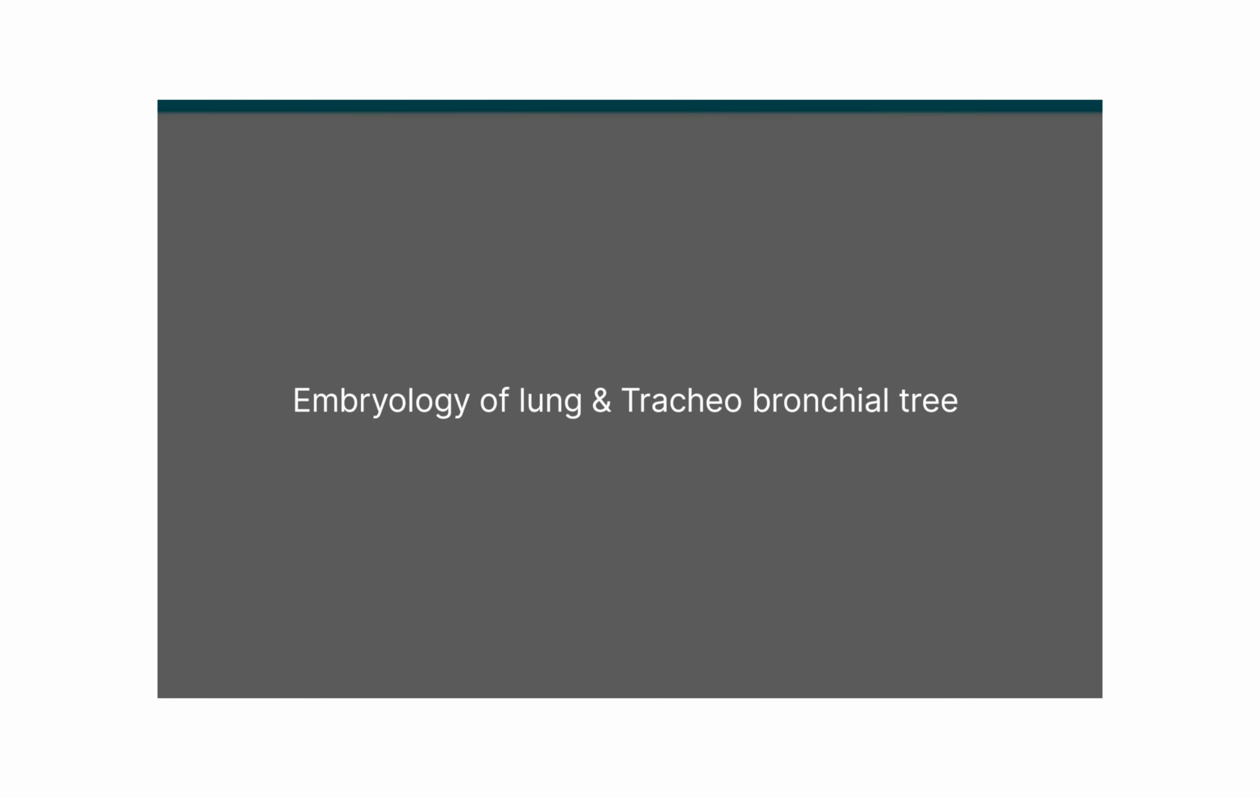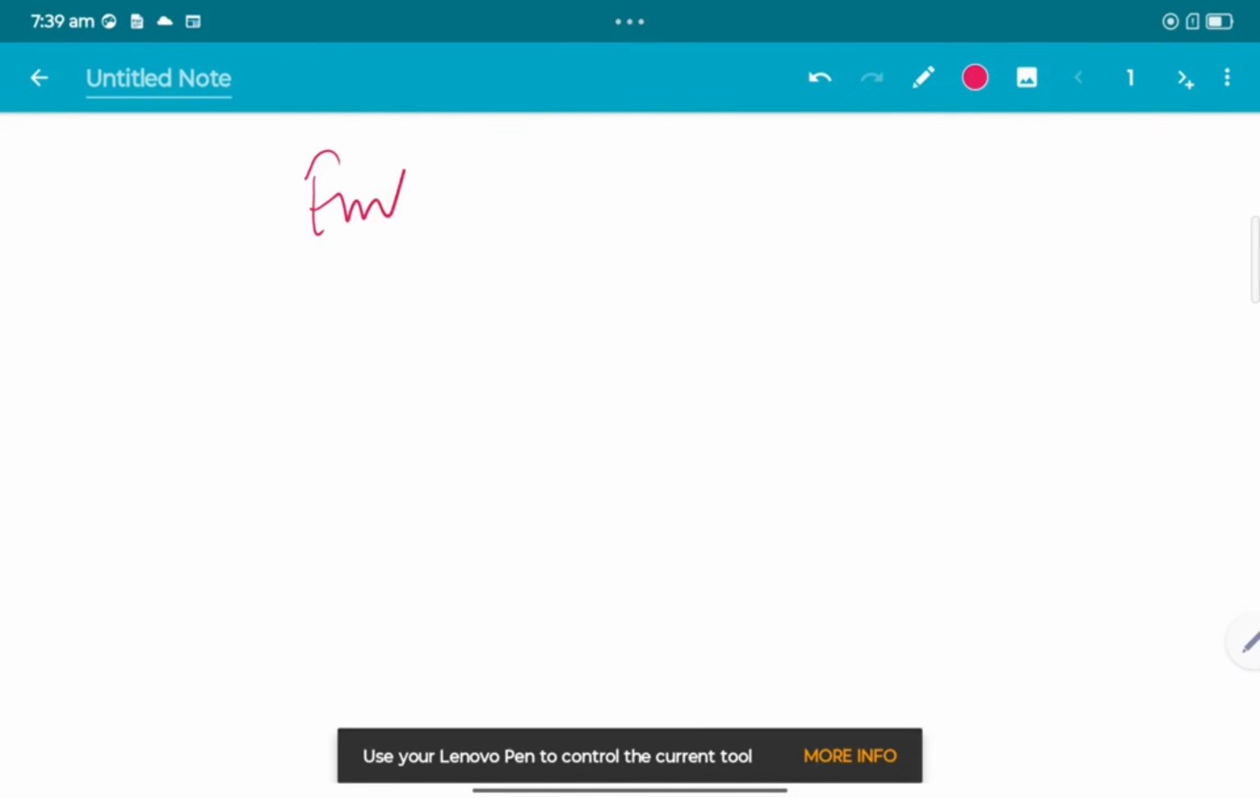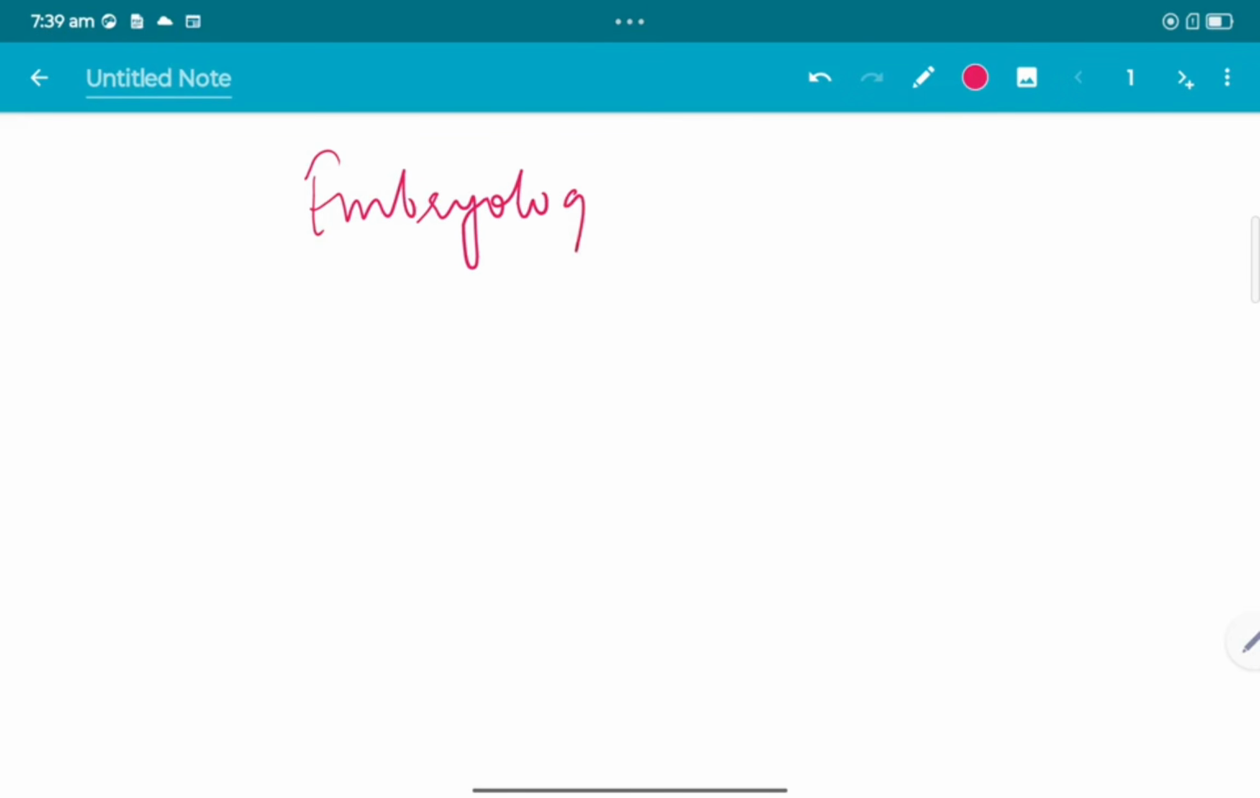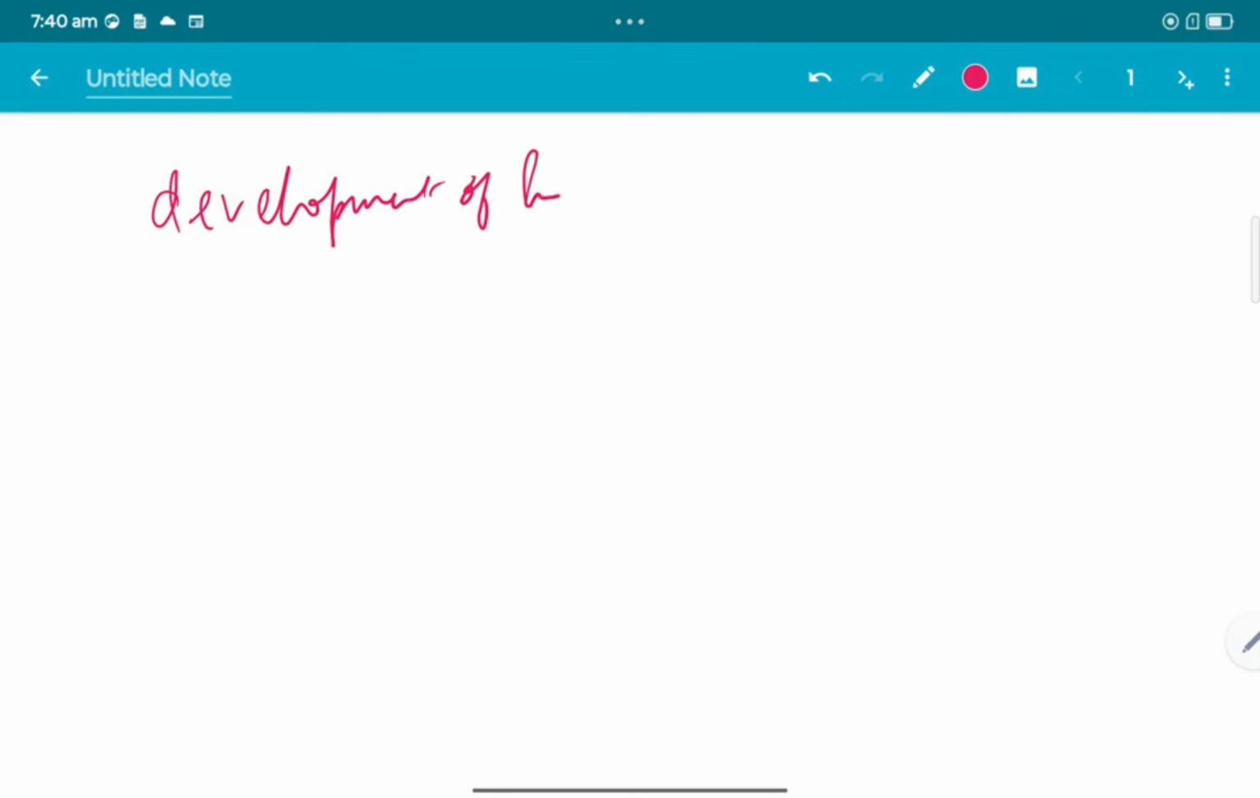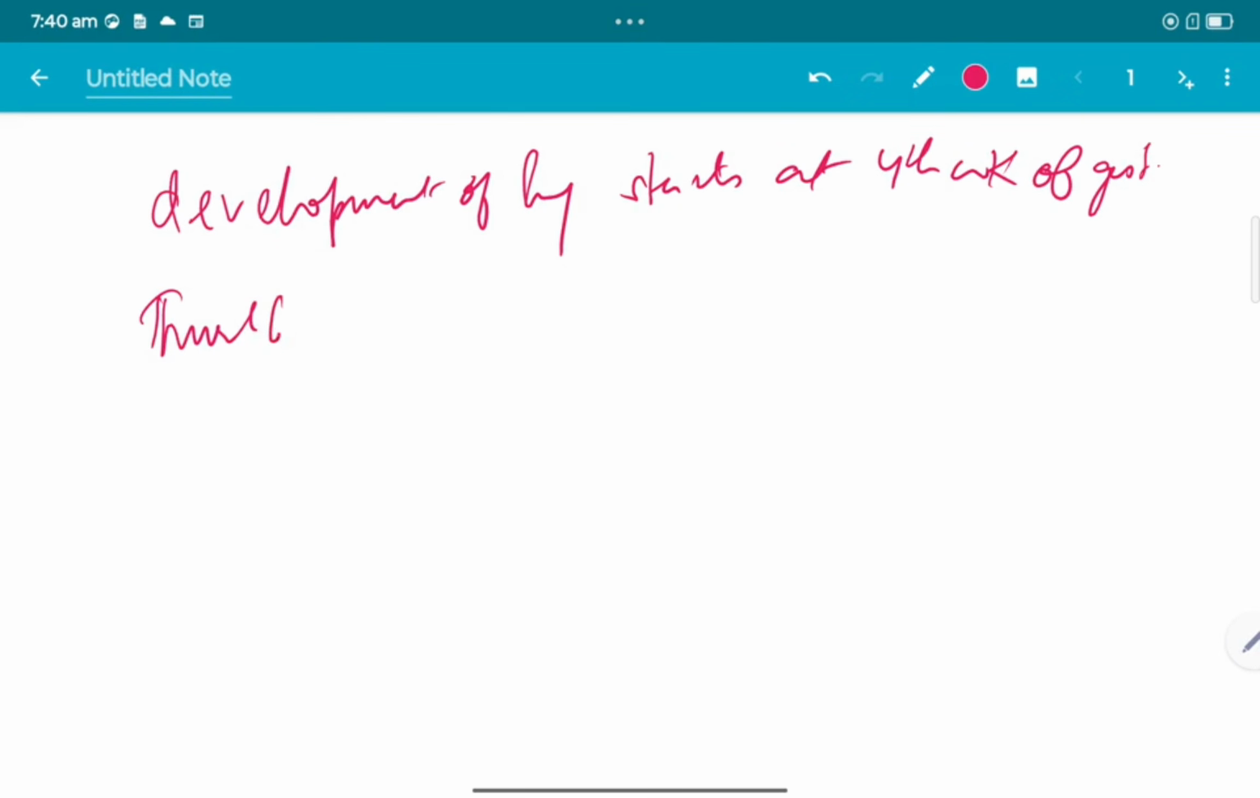So today we are going to read Embryology of Lung and Tracheo tree. Okay, so the development of lung starts at fourth week of gestation. Embryology was described by Thurl Beck. Okay, this was the name of scientist who described the embryology of lung. It was divided into five phases.